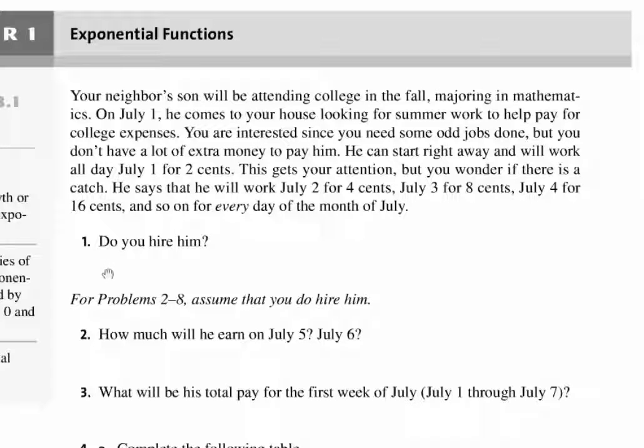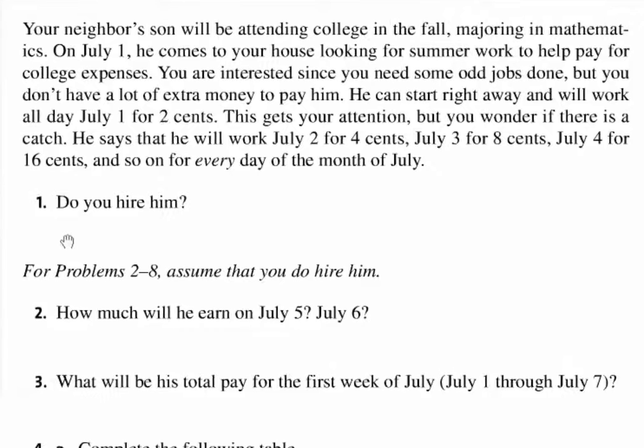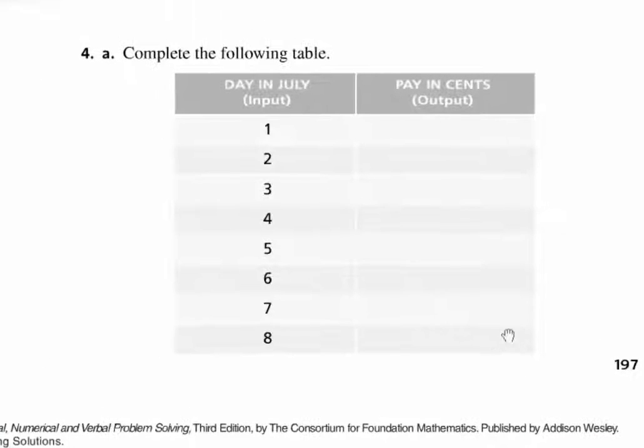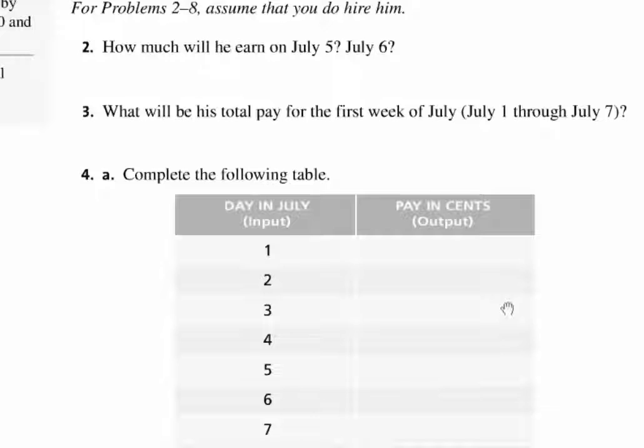Question 1. I'd say yes, sure. 2 cents a day sounds pretty good. Then you're asked, how much will he earn on July 5th and July 6th? And then you're asked, what will he earn from the 1st through the 7th? So I guess we'd add up his pay on July 1st, 2nd, 3rd, 4th, all the way through the 7th. So I think maybe it would be better if we complete this table first, and then we can answer questions 2 and 3.